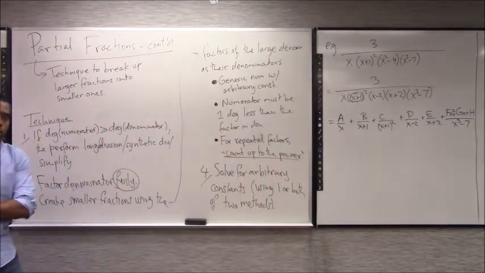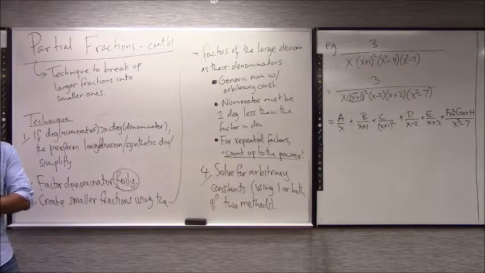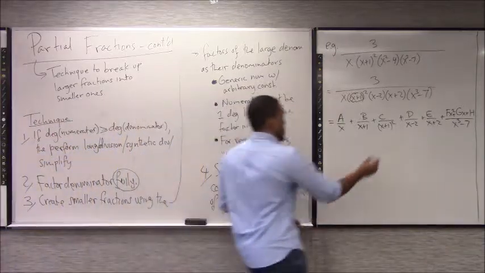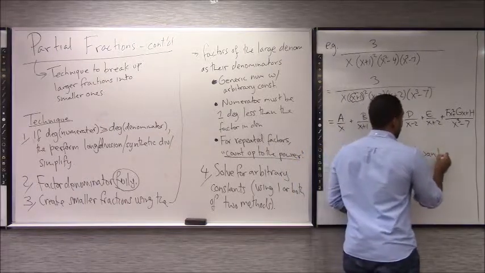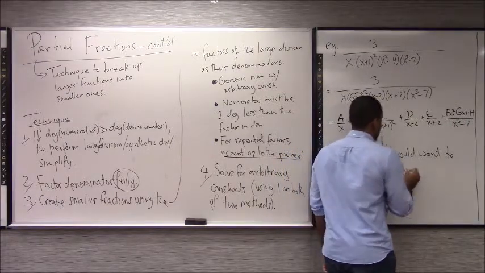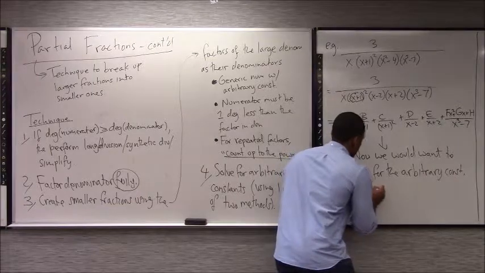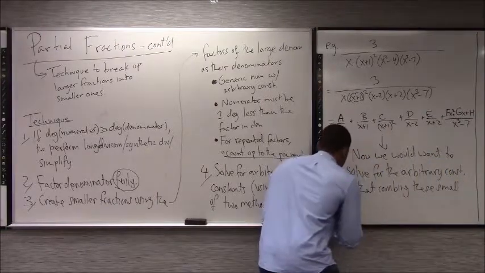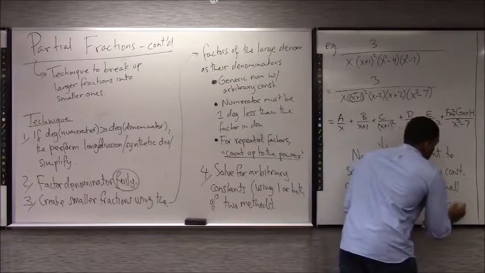There are a couple of standard ways we can do that. I'm going to show you about them, and I'll also show you a little trick that deals with one scenario. Usually there will be two main methods here. In general, we would want to solve for the arbitrary constants so that combining these small fractions gives us the original. Yes, Nicholas?